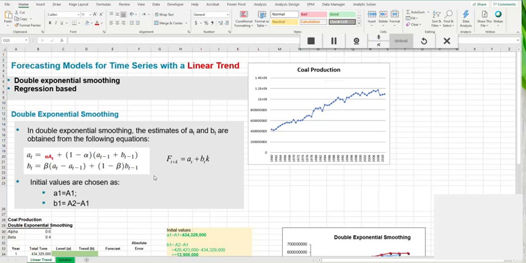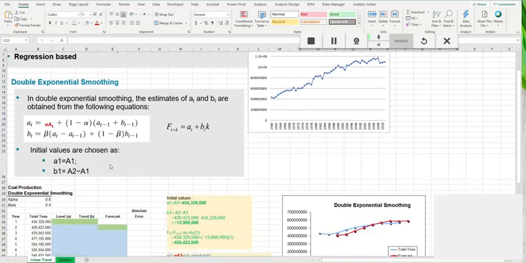There are two points that you need to pay attention to. First of all, you need alpha and beta. Either they are given to you, or you choose some arbitrary value between 0 and 1 and, with trial and error, find the best combination that gives you the minimum amount of error. But let's say that for this example we have alpha and beta.